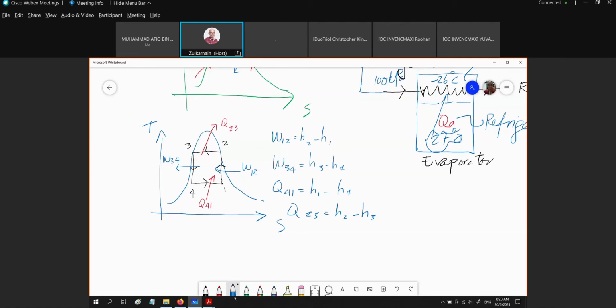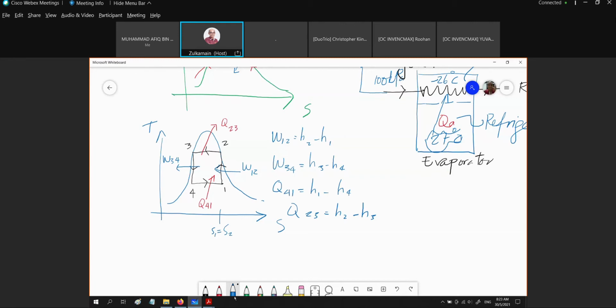Okay, the work transfer and the heat transfer. So this is how we sketch the reverse Carnot cycle on a T-S diagram for R134a. And remember, I mentioned just now, 1 to 2 is the reversible adiabatic compression, which is also known as the isentropic compression, where the S is constant.